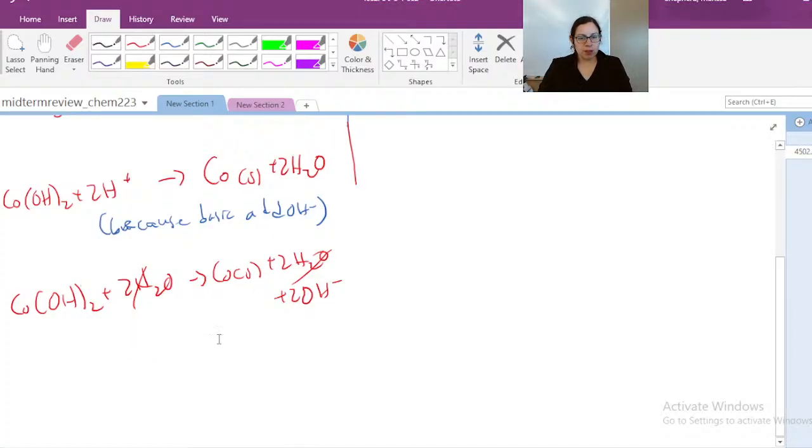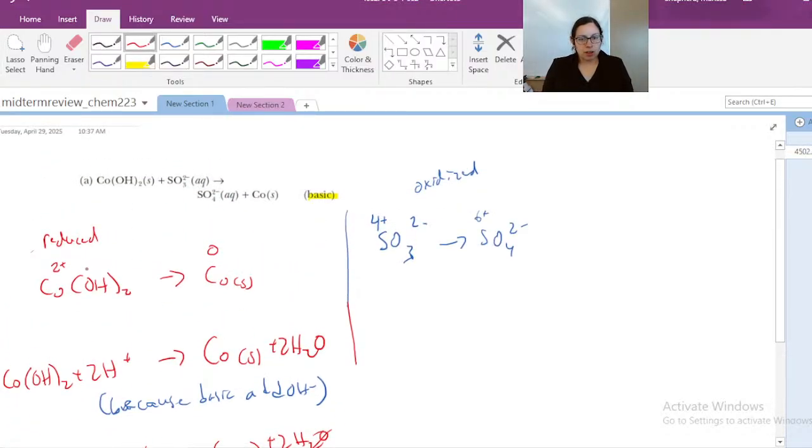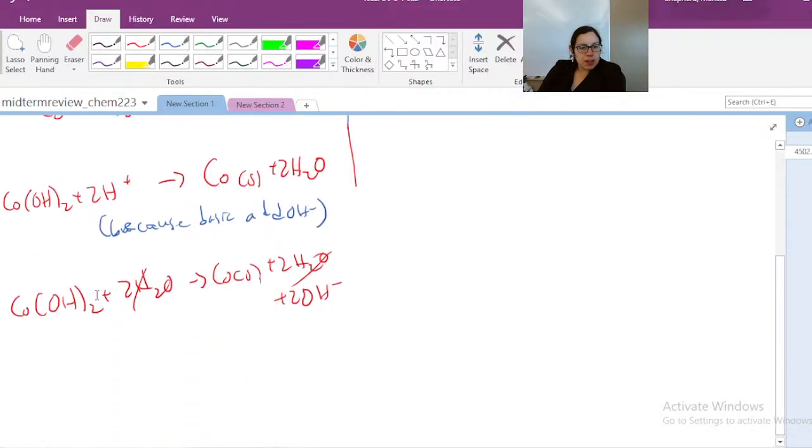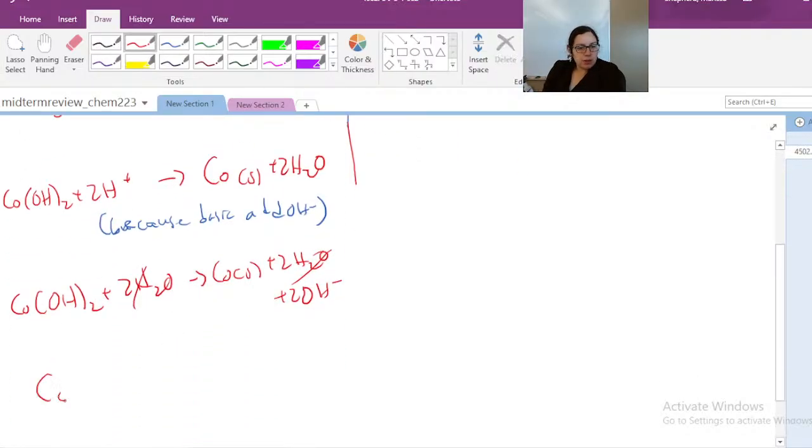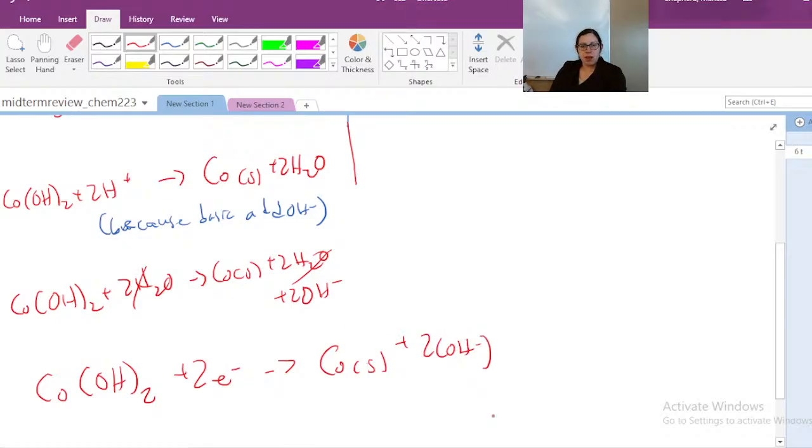And let's put in our electrons. I neglected our electrons. So right, we said it went from 2+ to 0. So that's a 2 electron process there. And it's applying the electrons. Or excuse me, it's gaining the electrons. So we'll put the electrons on our reactant side. All right, so there's one half reaction. Questions about that half?